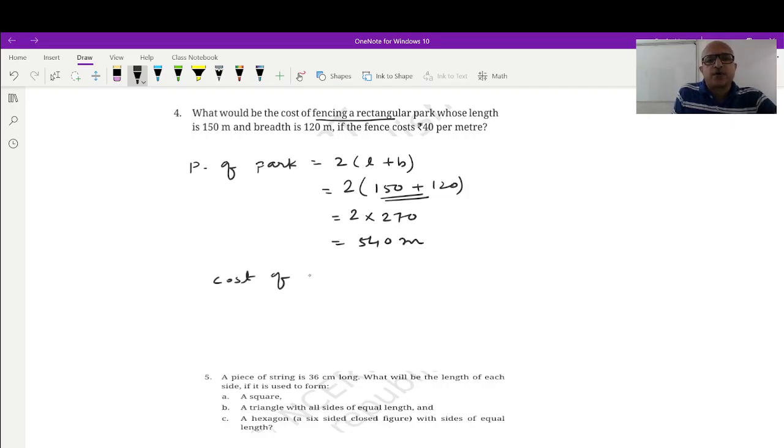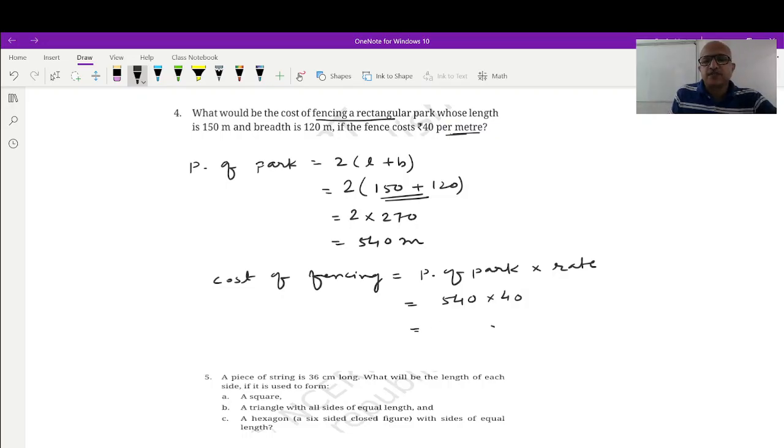The cost of fencing is equal to perimeter of park into rate. So perimeter of park, that is 540, and cost is given rupees 40 per meter. Understand? This is per meter, that means for 1 meter it is 40 rupees. So multiply it by 40.